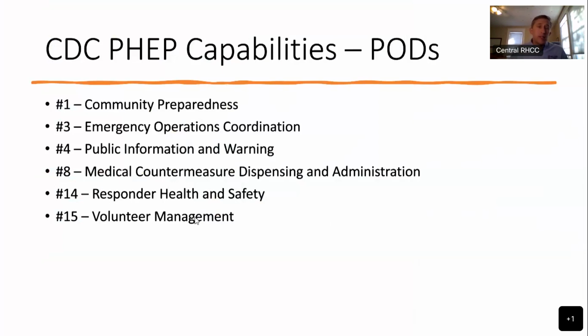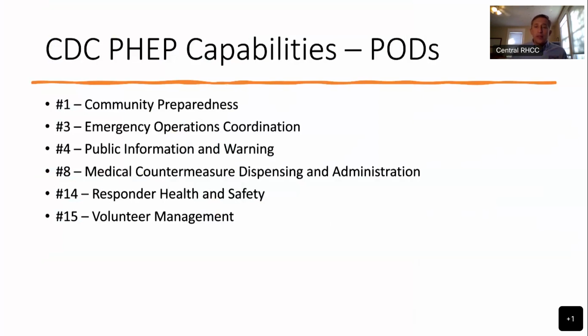And the next is number 3, which is emergency operations coordination, and that has to do with the incident command system, how we set up our organizational structure, how we document the events, and that sort of thing. And then there's public information and warning. That's a big one because we have to let the public know when and where we're going to be holding these pods, so that they can make plans to come. And we also have to provide them with information that they might need beforehand. So for COVID, there was a lot of information about maintaining social distancing and that sort of thing.